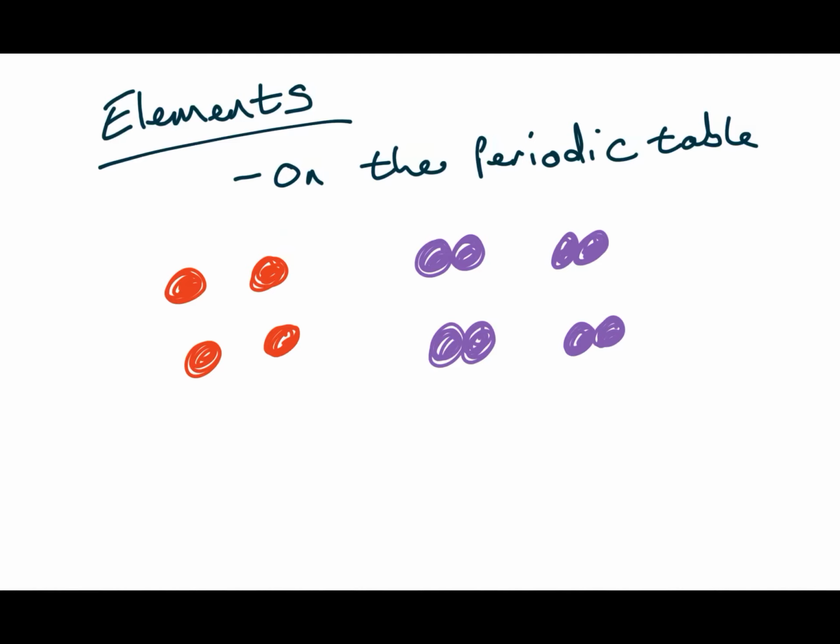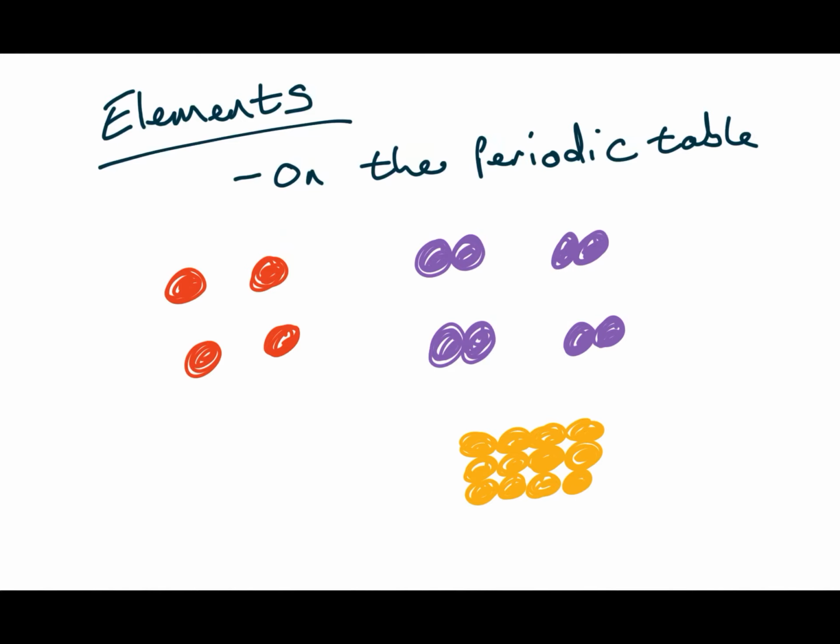I could also have an element that is, for example, a metal that has lots and lots of atoms that are all joined together in a lattice here. This is still an element because it's made up of only one type of atom. Again, I'm showing that by using the colour. So we can see that I've got just one type of atom making up my elements.